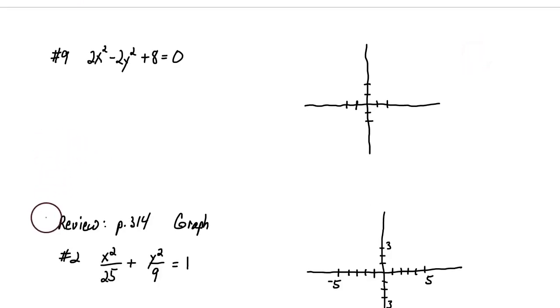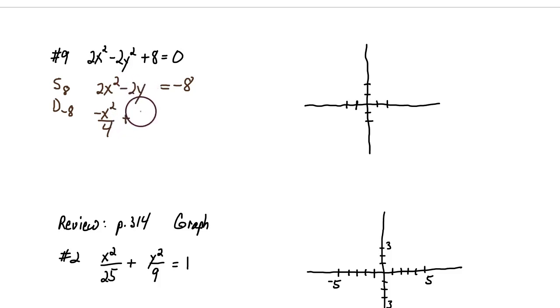Number 9, x squared and y squared again. And there's a minus sign, so probably a hyperbola, unless the sign changes as we're rearranging this. Let's subtract 8 from both sides. Then, to make a 1 over here, divide both sides by negative 8. So 2 over negative 8 reduces to negative x squared over 4. In this part, negative 2 over negative 8 reduces to positive y squared over 4. And now it's equal to 1.